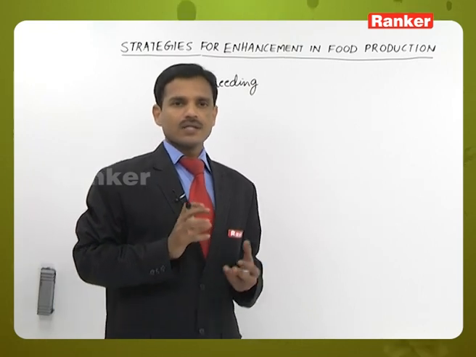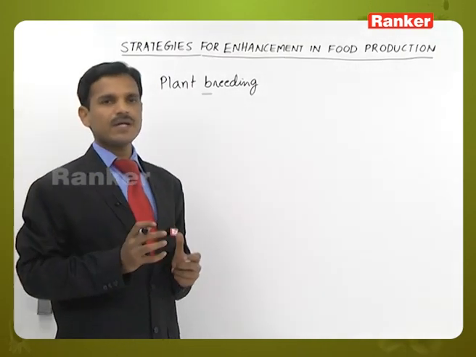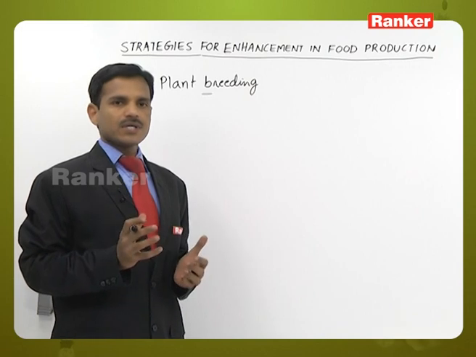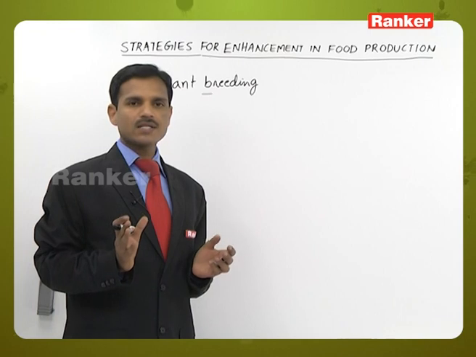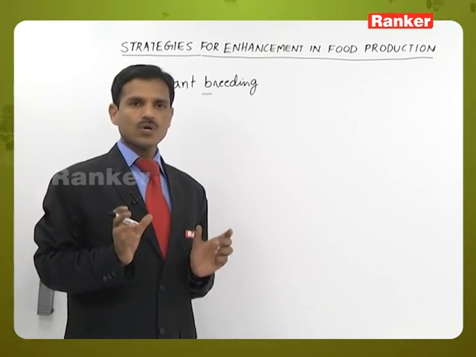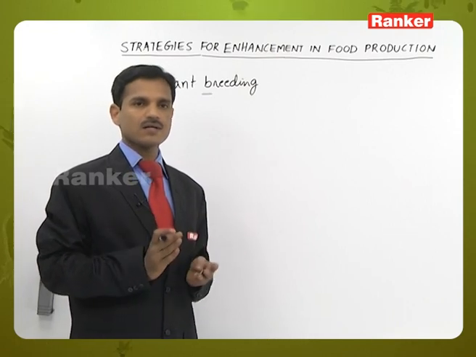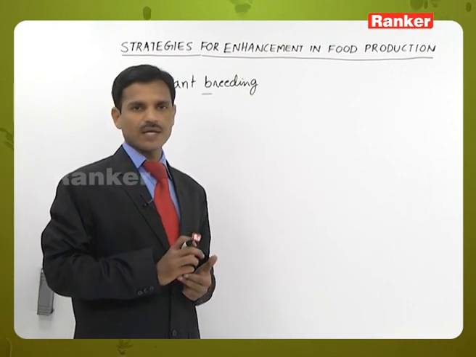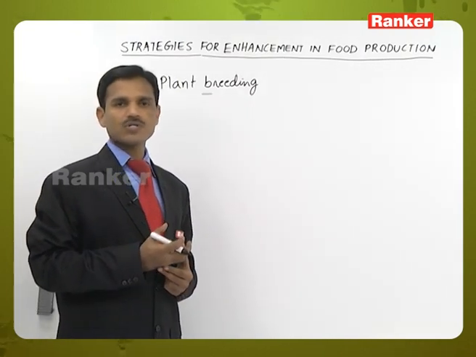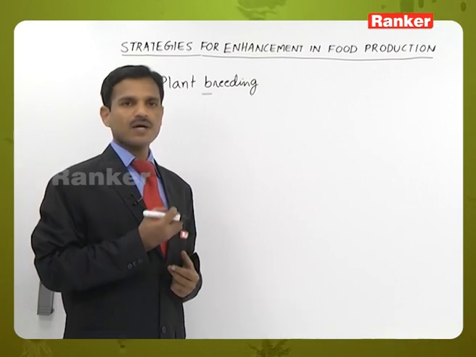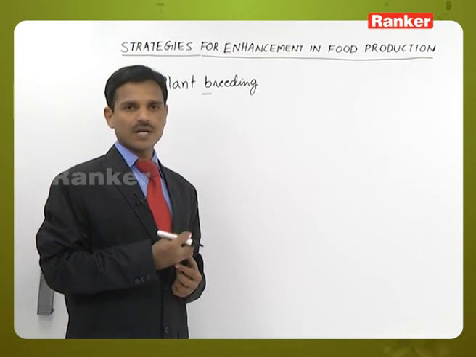So what is plant breeding? Plant breeding uses cross hybridization or sexual reproduction. Two plants having desirable qualities are crossed to produce superior quality. By cross hybridization or breeding techniques we can produce a desirable plant with superior qualities.